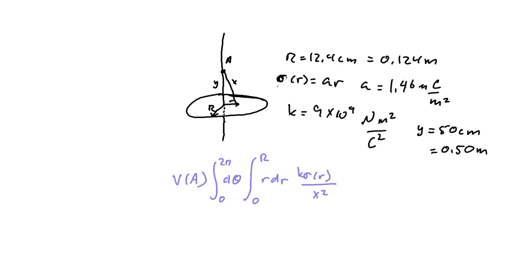That's an equal sign. So it turns out we can do the theta integral right away. So we'll write that as 2 pi. We get a k coming out. And then we have 0 to capital R of r dr. Then sigma of r is little a times r. And then the denominator, x squared, is y squared plus little r squared.